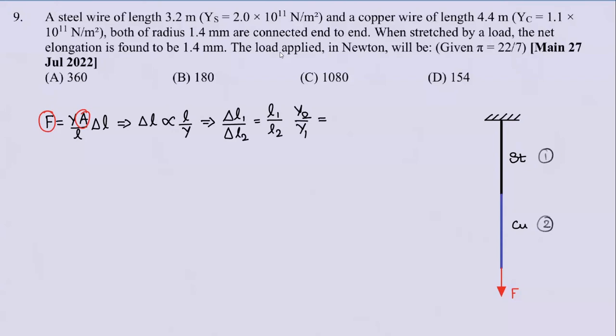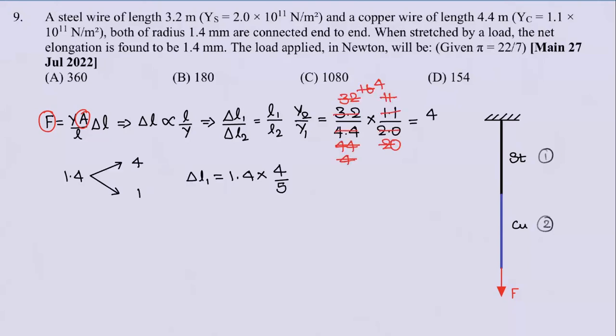So L1 by L2. I took copper as second, right? Yeah, fine. L1 by L2 is 3.2 meters by 4.4. No need to worry about it. Into Y2. Young's modulus of copper will be 1.1 by 2.0. 4 is to 10. So you have to divide in the ratio of what? Tell me. 4 is to 10. So now delta L1 is equal to 4 millimeter. Perfect. The first one will get elongated by 4 millimeter, right?